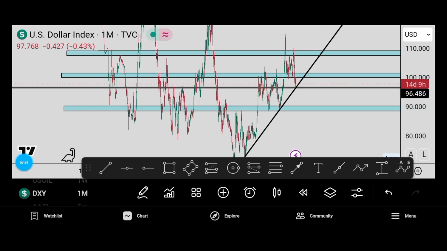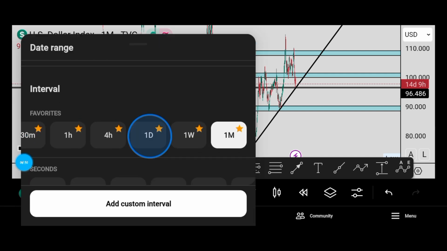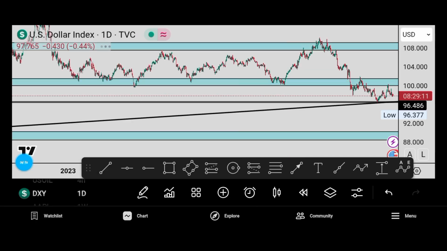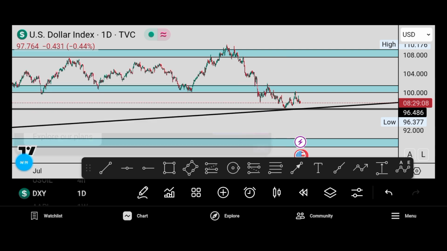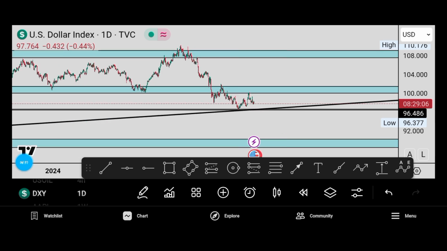So maybe let's go to daily. Maybe we have to break like this. If that's possible, then we are bearish. Let's break like this and retest like this. Then I'll be heading downward. But if this is not the case, we have something like this.